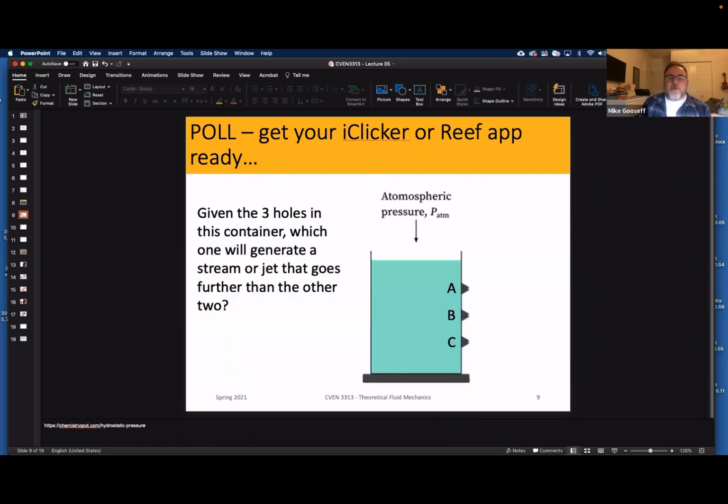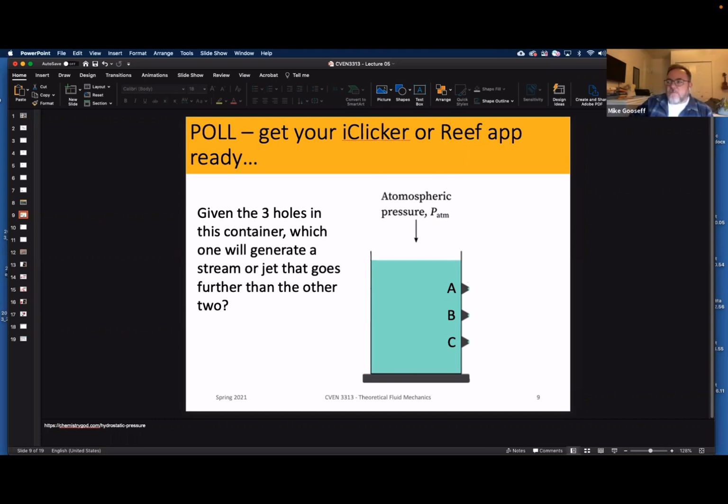All right, so this one is a little bit different, and we only have three options here. The question is: given three holes in this container, which one will generate a stream or jet that goes farther than the other two? I will reveal what these look like after we're done, but let me start the poll now. We'll let it count up and take a look at responses here. The question is A, B, or C.